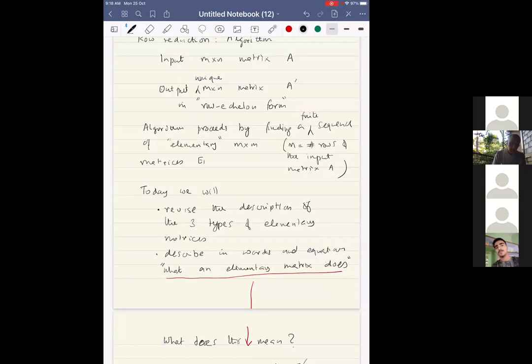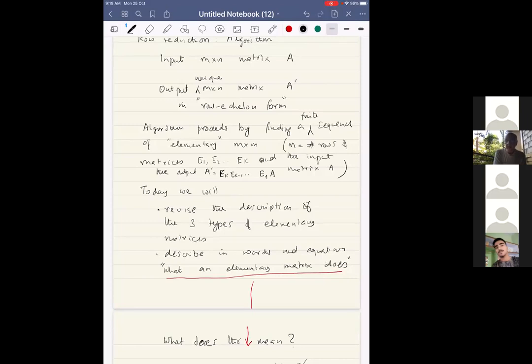E1, E2, Ek, and the output A prime is got by taking Ek ... E1 times A. So to execute the algorithm, what you will do is find a finite number of elementary matrices E1 to Ek, take the matrix A, multiply on the left by E1, then multiply that on the left by E2, and go on, and finally finish by multiplying by the kth matrix. Now k will depend on A.